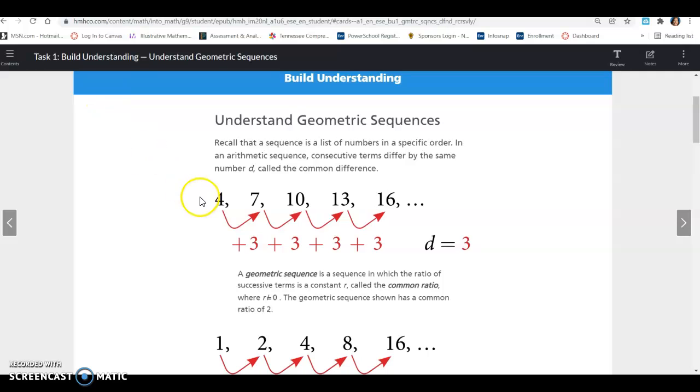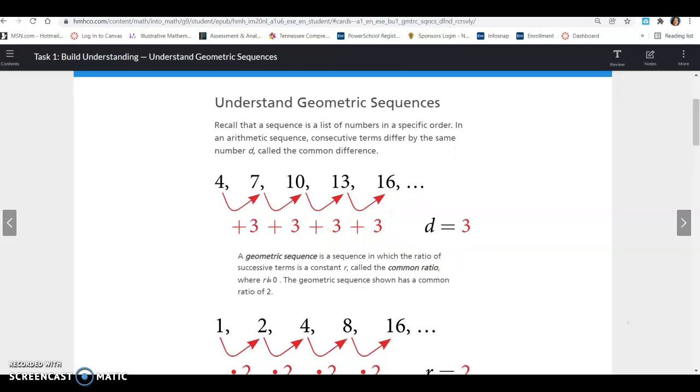All right, so here's an example, 4, 7, 10, 13, 16. You can see to get from each one, you add 3 to get to the next one. That's called your common difference. So an arithmetic sequence is made up by a list of numbers that you can add or subtract to get to the next number. That's called your common difference.